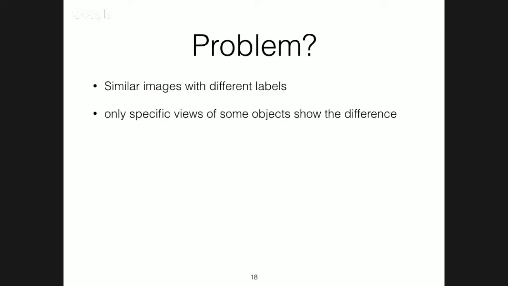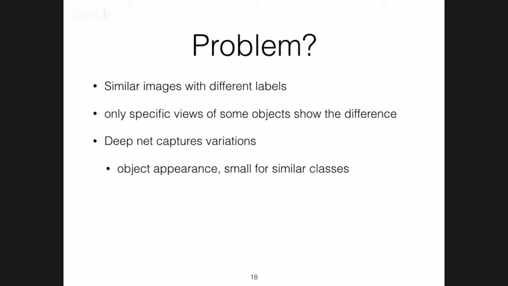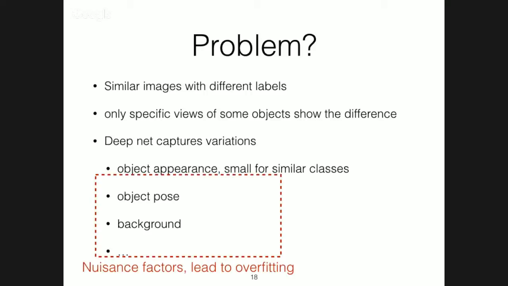I guess the deep net tries to capture variations in the images. There are object appearances which are different because there are different classes of objects. There are object poses in the image that are different. For different objects, we don't have the exact same pose in the image. The training data was collected with different poses. And then there's the background that is changing in each image. These are the nuisance factors, and if the deep net learns them, it leads to overfitting.